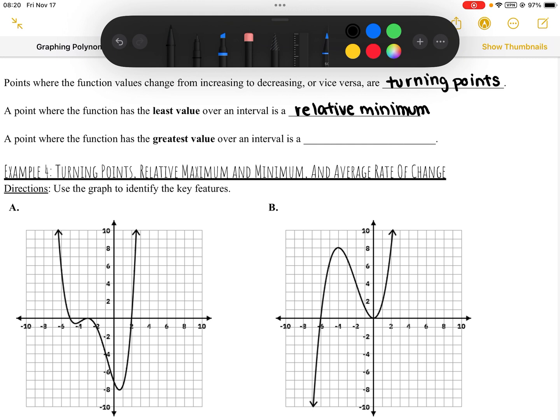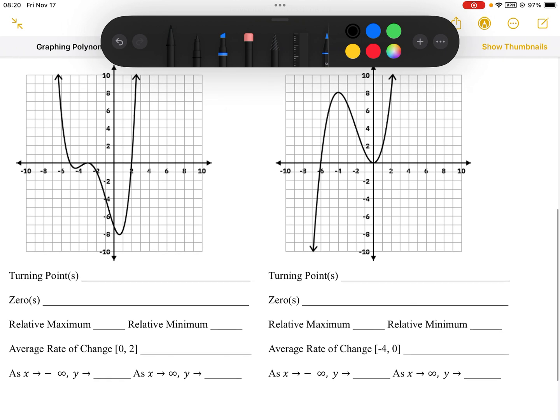And a point where the function has the greatest value over an interval is called a relative maximum. So in these graphs below, we are going to identify key features. We're going to look at turning points, zeros, relative maximum, relative minimum, average rate of change, and we're also going to look at the end behaviors. So kind of combining some of the things that we've talked about already.